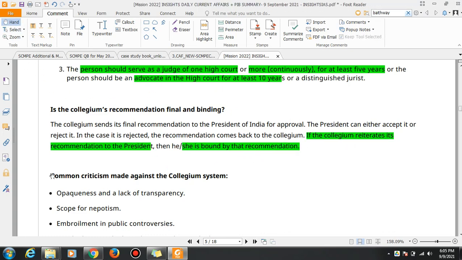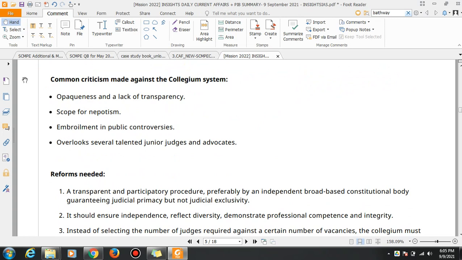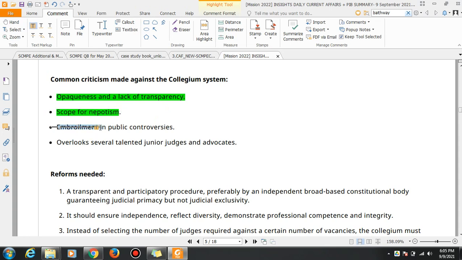Common criticism made against the Collegium system: opaqueness and lack of transparency, scope of nepotism, embroilment in public controversies, overlooking several talented junior judges and advocates.